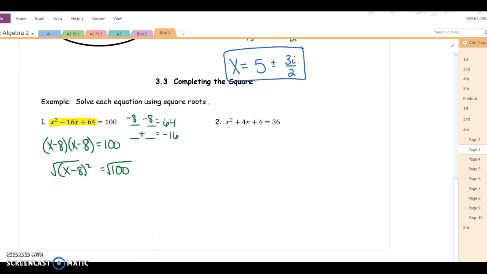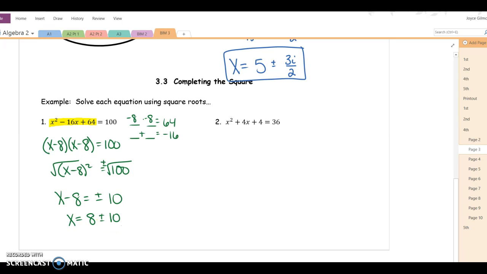What do we have to put in when we put a square root in? A plus or minus. So x minus 8 equals positive or negative. What is the square root of 100? 10. Is my answer done? What do I need to do? Add 8 to both sides. This will be x equals 8 plus or minus 10.